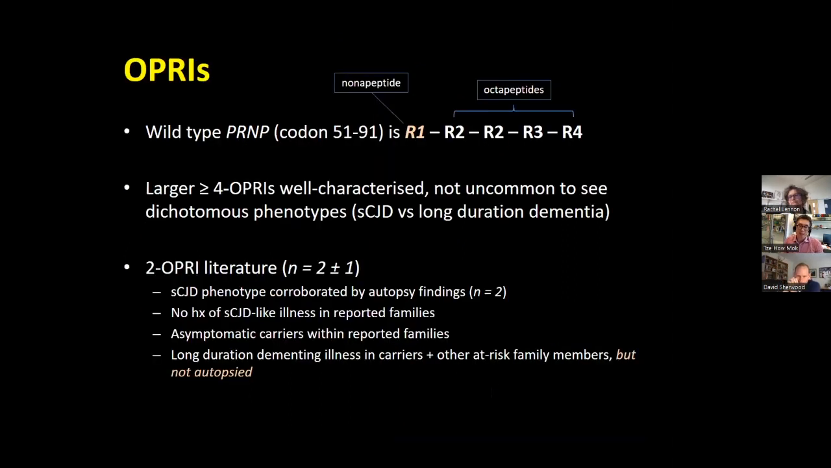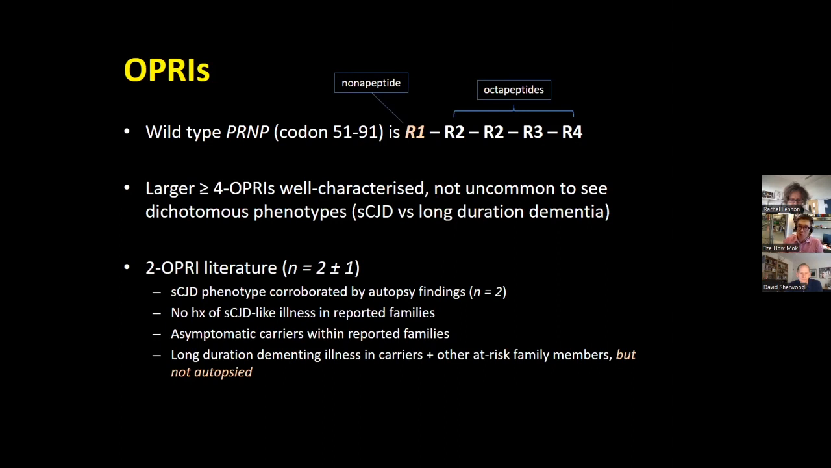So just to give you a quick background about octopeptide repeat insertions, the octopeptide repeat region in the prion protein gene is between codon 51 and 91, and it's composed of a nonapeptide, which is 9 amino acids long, and then followed by 4 octopeptides. So anything more than that is an extra OPRI. So when we say someone has 4 OPRI, for example, we really mean that they have 1 nonapeptide and 8 octopeptides, with 4 extra.